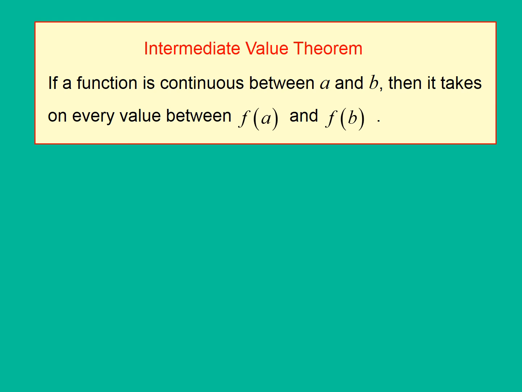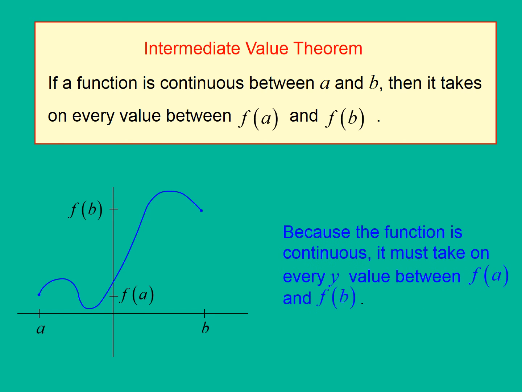The last concept, the intermediate value theorem. If a function is continuous between a and b, then it takes on every value between f of a and f of b. This can be shown easily with a graph. Here we have the graph of a function, and an important thing to remember when you're using the intermediate value theorem, you have to state that the function you're working with is continuous.